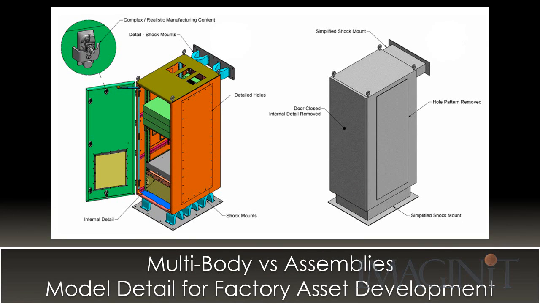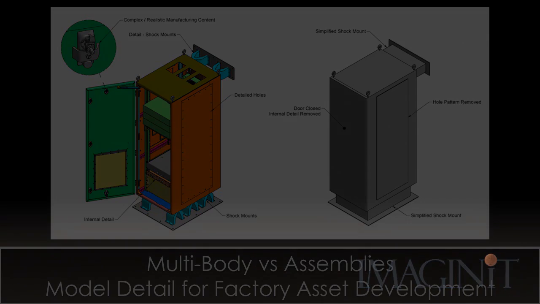When I generated the asset for this, I simply started from scratch and modeled a primitive version of the cabinet. I removed all internal detail, and I kept everything as simple as possible. It's important to remember that I might need 20 or 30 of these shock-mounted server cabinets in my final factory layout. And if I can use a single part instead of a 700-part assembly, I'm saving myself a lot of computer resources.